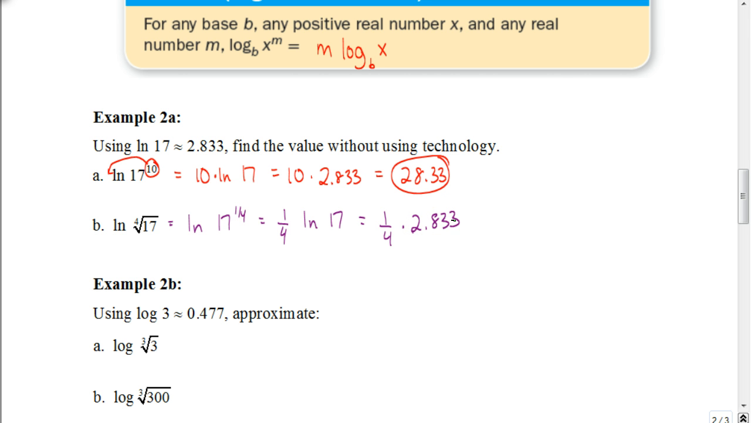Now you might say, I can't do this without a calculator. Well, if you had a simple four-function calculator, what I would call a baby calculator, where all we can do is add, subtract, multiply, and divide, we could take 1/4 times 2.833 and get an answer of 0.708.